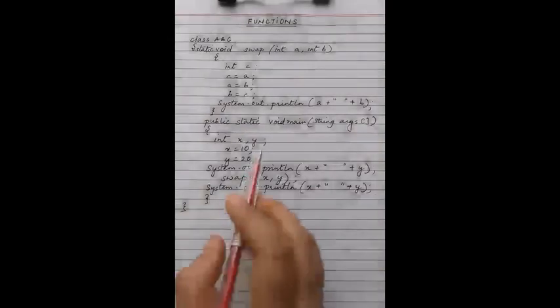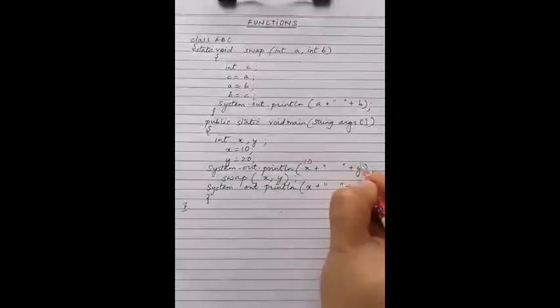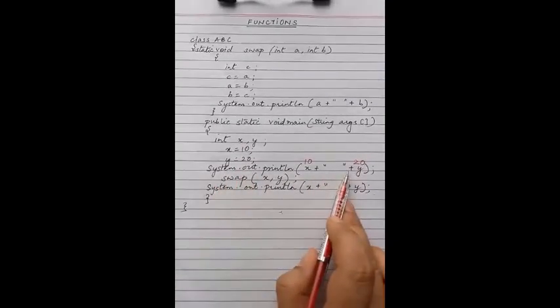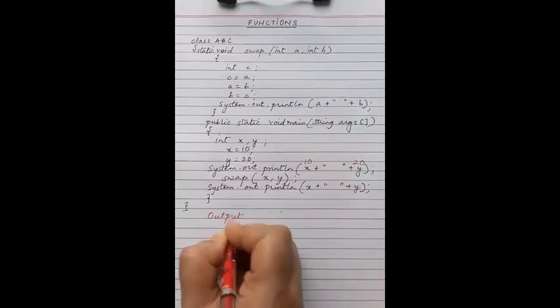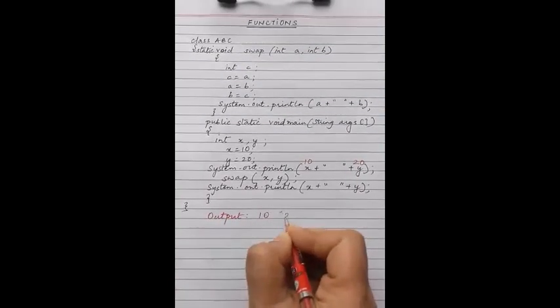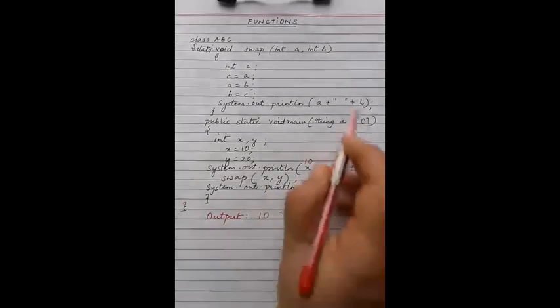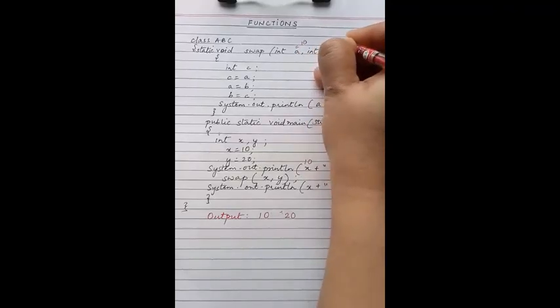Look here. The value of x will be printed over here. The value of y will be printed over here. After initialization, we are just printing. So what will be the output? 10, then space, and 20. Swap function is being called. So the value of x is being copied into a. So a becomes 10 and b becomes 20.